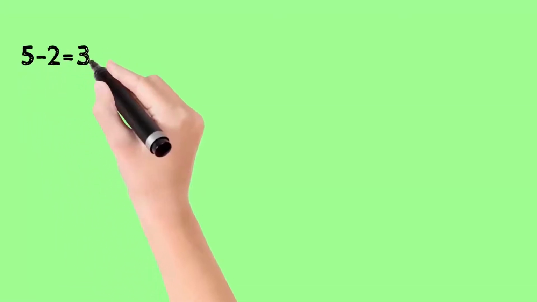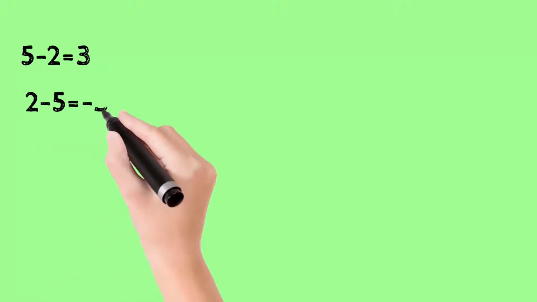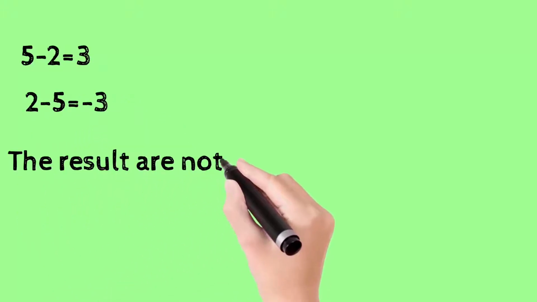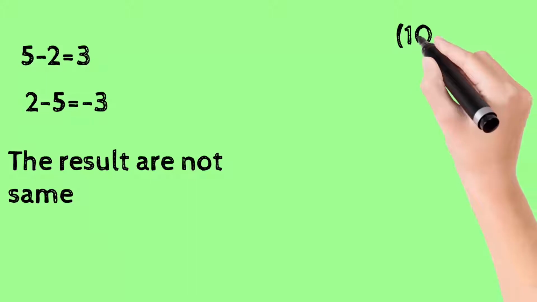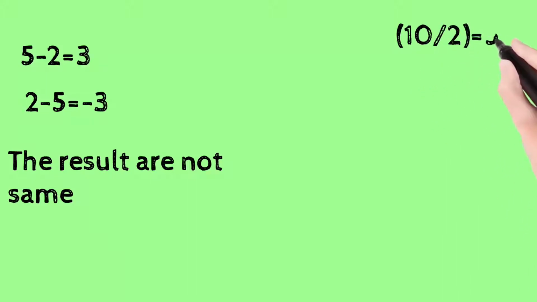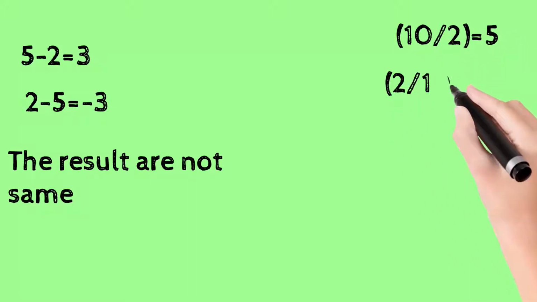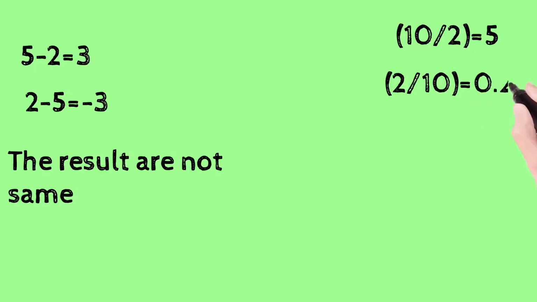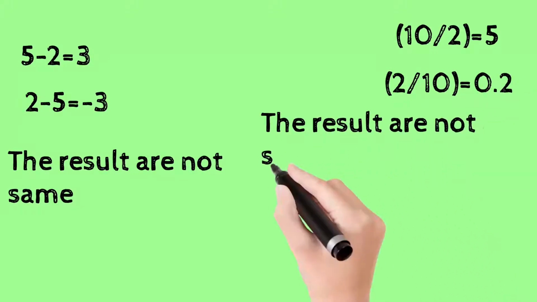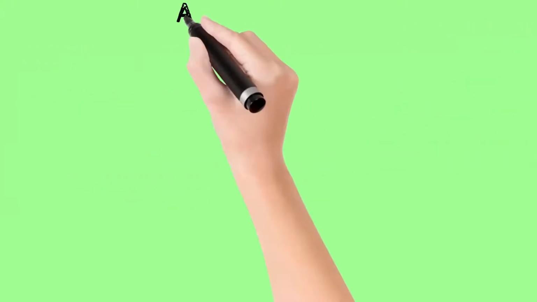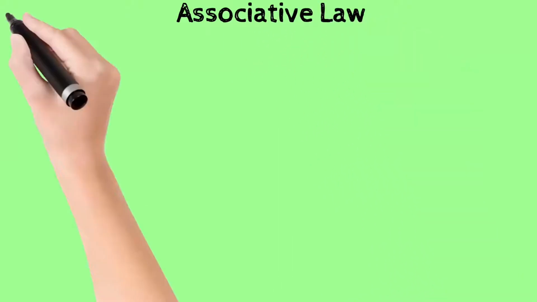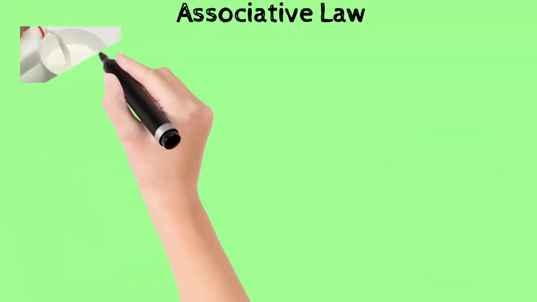Whereas subtraction and division are not commutative. 5 minus 2 is equal to 3, but 2 minus 5 is minus 3. The results are not same. 10 by 2 is equal to 5, whereas 2 by 10 is equal to 0.2. I have written it in decimal. So the results are again not same. So both subtraction and division are not commutative.